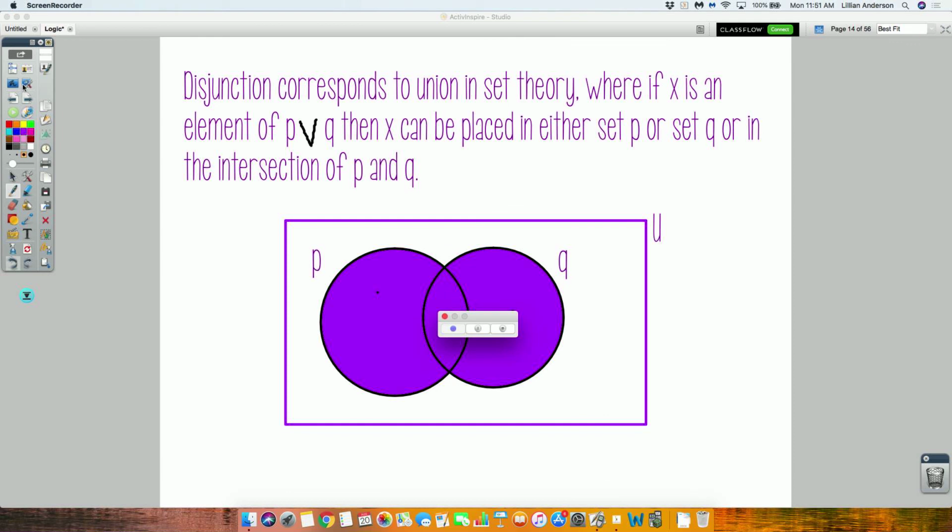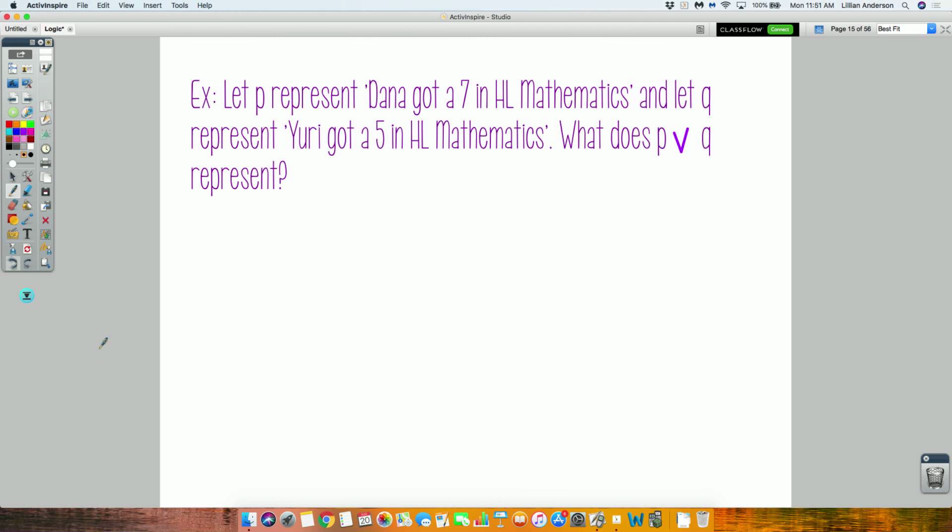All right, the next one. Example. All right, let P represent Dana got a 7 in HL mathematics, and let Q represent Yuri got a 5 in HL mathematics. I want you to write it out first, and then I will ask you what you all say. What does this represent? Don't say it out loud. Write it first.